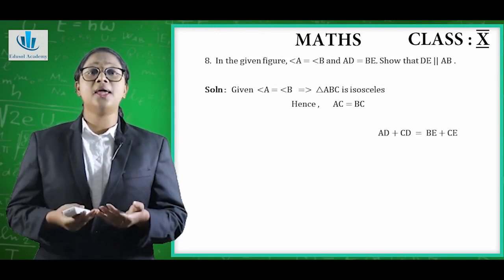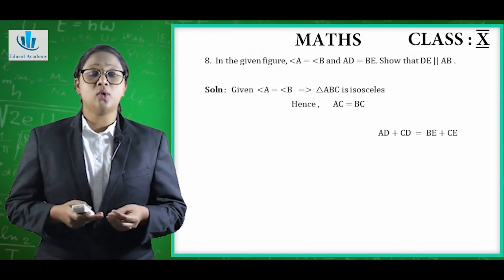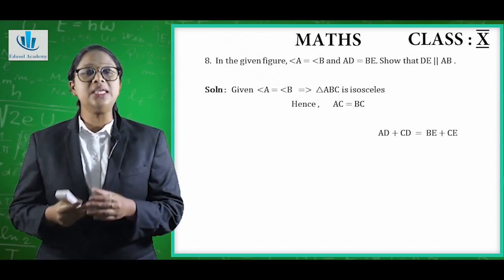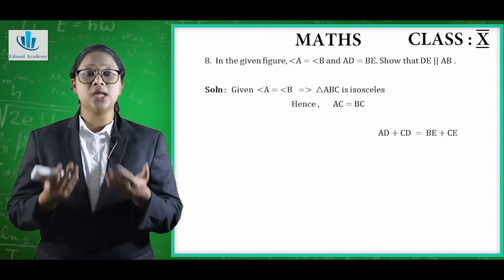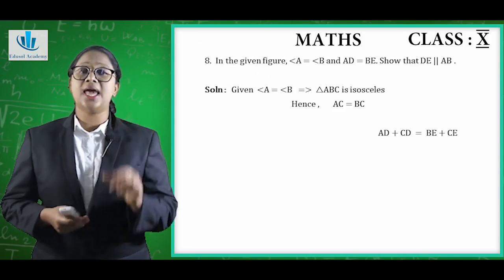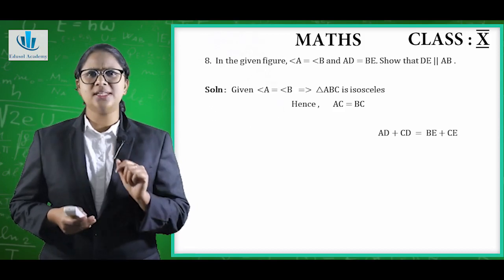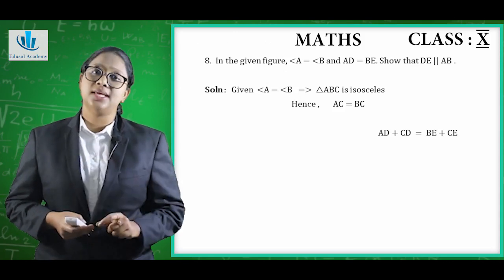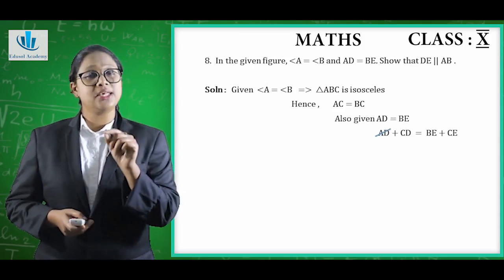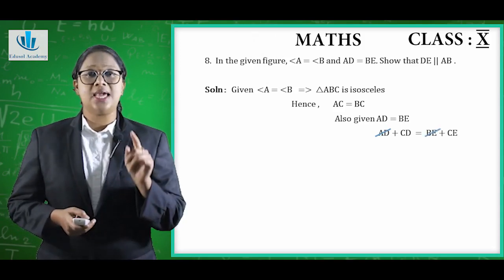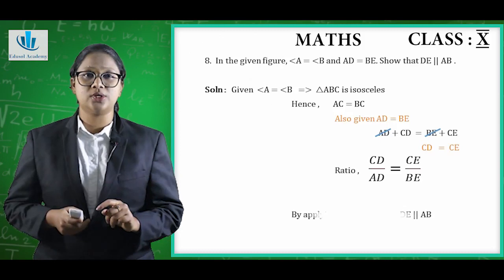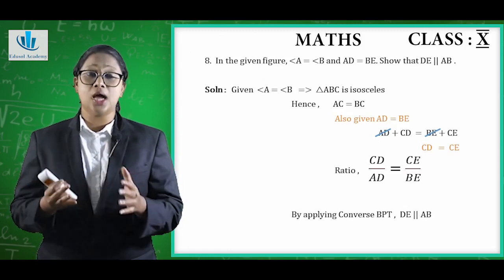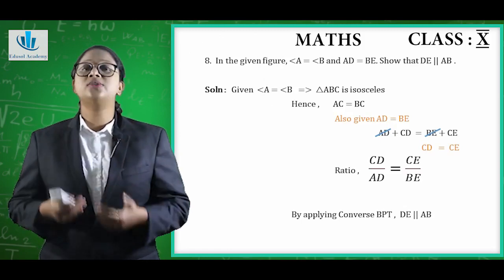Upon applying isosceles triangle property, we can also infer that AC is equal to BC. AC is equal to BC in the triangle ABC because it's an isosceles triangle. Now AC can be written as AD plus CD, right? And similarly, BC can also be written as BE plus CE. From the given data, AD is equal to BE, which means that we can cancel AD and BE from that equation. So AD plus CD equal to BE plus CE has now been reduced to CD equal to CE.